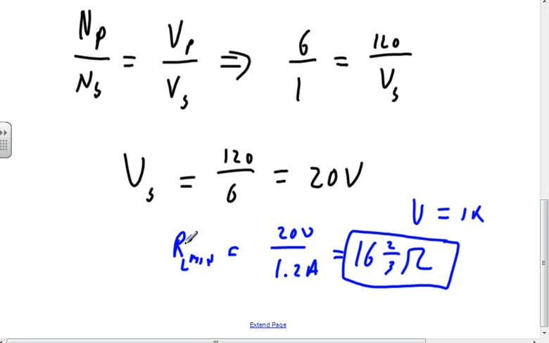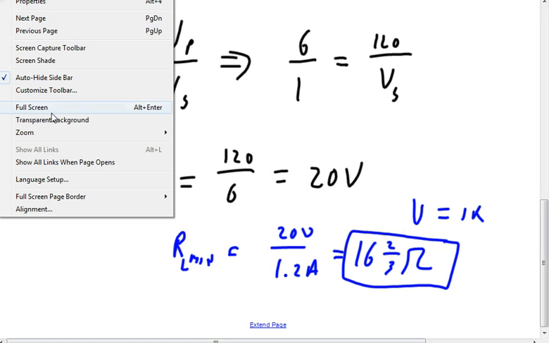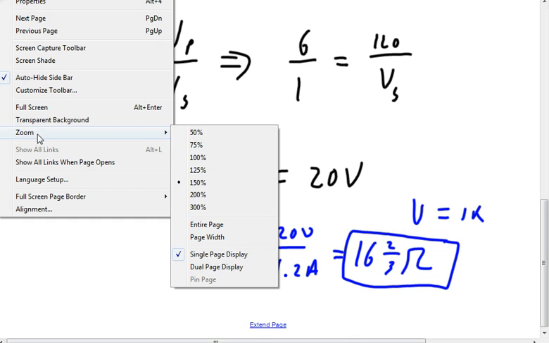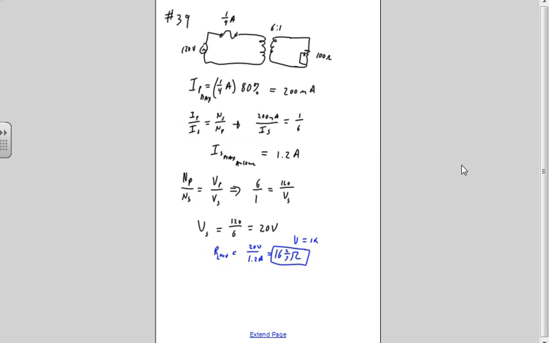So, here's a problem that requires 3 steps. Not only does it require 3 steps, but you can't even see the 3 steps because they took too much of the screen. So there, now you can see all 3 steps at the same time. So you draw the picture, you find the primary allowable current, you find the secondary allowable current, you find the secondary voltage, you set V is equal to IR, and find the maximum resistance. 3 steps to work the problem.